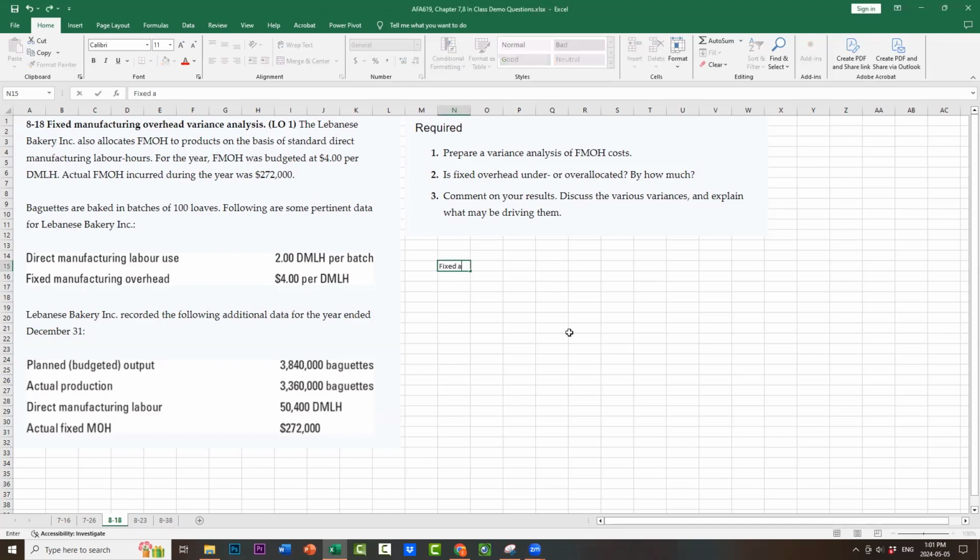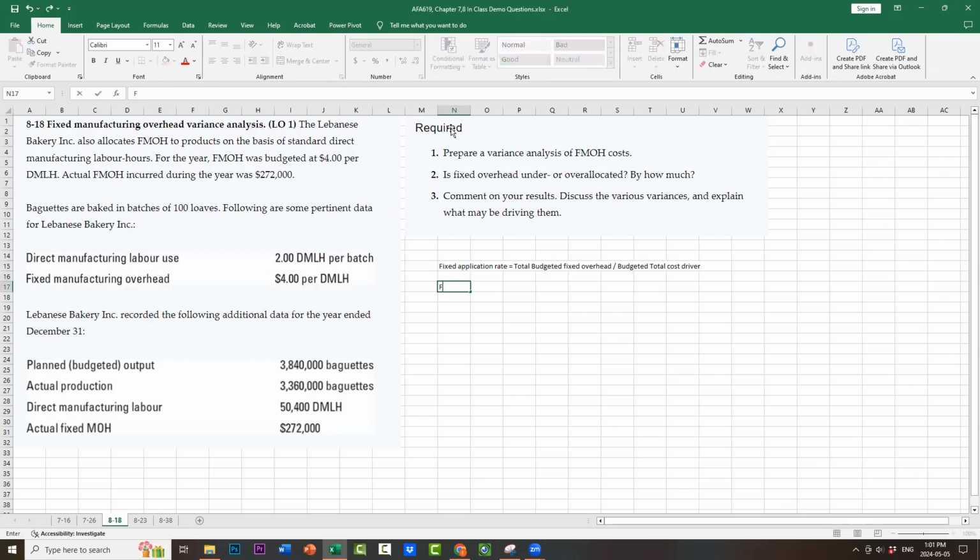We've got the fixed application rate, and this is calculated as total budgeted fixed overhead divided by the total cost driver, which in this case is direct labor hours, and that's budgeted total. So budgeted total cost driver. That's how we calculate the application rate.